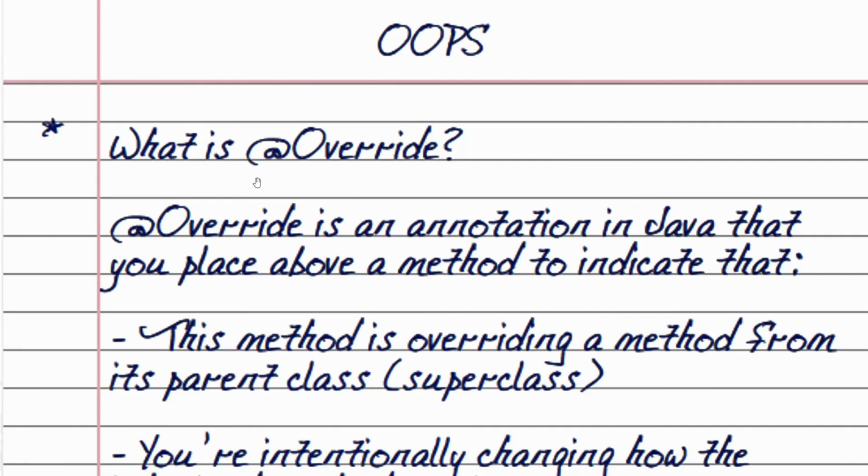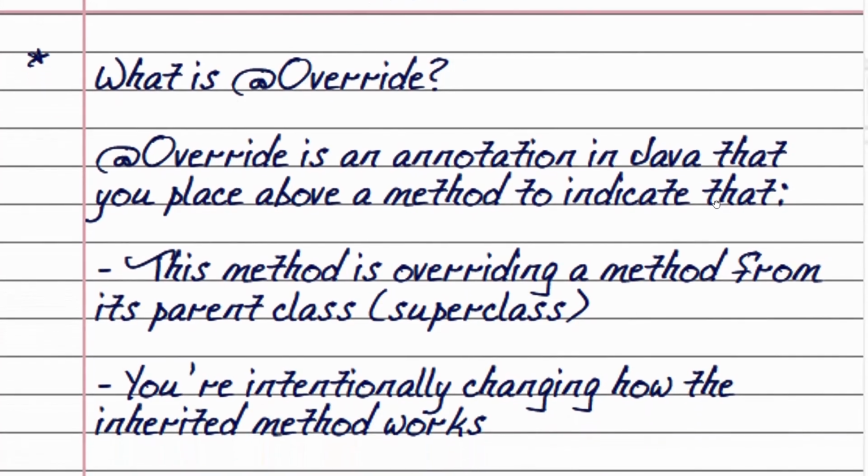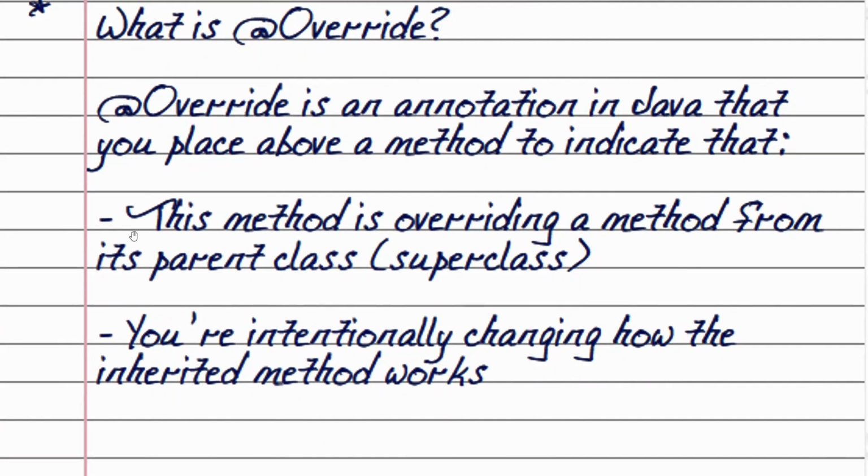Let's see what is override. So, override is an annotation in Java that you place above a method to indicate that first, this method overrides a method from its parent class, that is nothing but the superclass, and second, you are intentionally changing how the inherited method works.